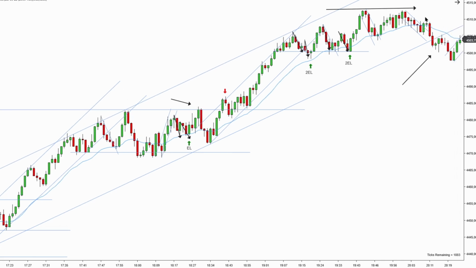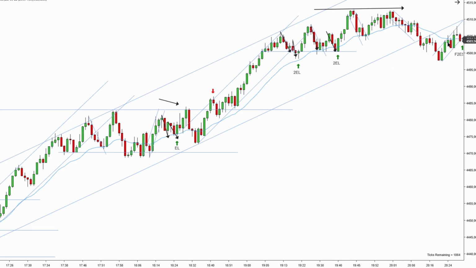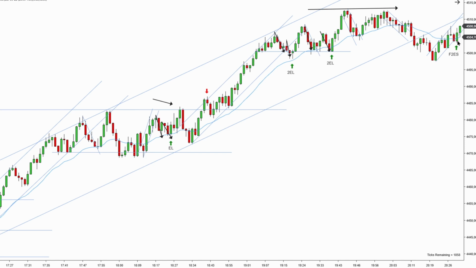So what you do, you just let the correction play out and you expect a failed second entry short above the EMA. We may not get it. There may be a downtrend that may start, but odds are high that we're going to get a retest of this uptrend. And I have a first entry short, push above EMA confirming bullish momentum, second entry short, failure.